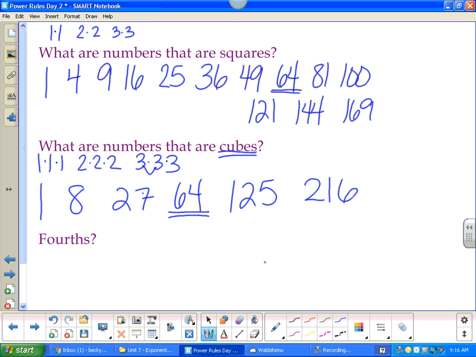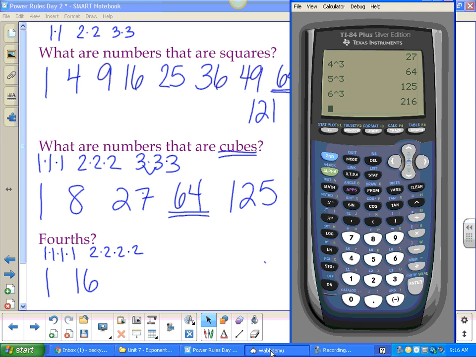We'll do a couple fourths. These get really big really fast. So 1 times 1 times 1 times 1 is 1. 2 times 2 times 2 times 2 is 16. And you can still use your calculator and just do 2 to the fourth, and that gives you 16. 3 to the fourth is 81. And 4 to the fourth is 256. And that's as high as we'll go.